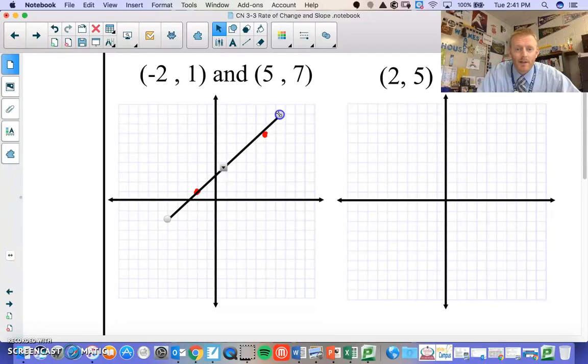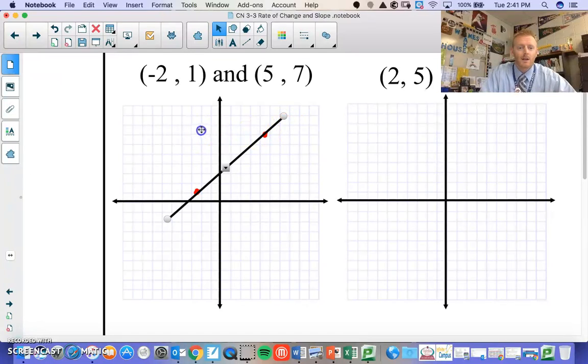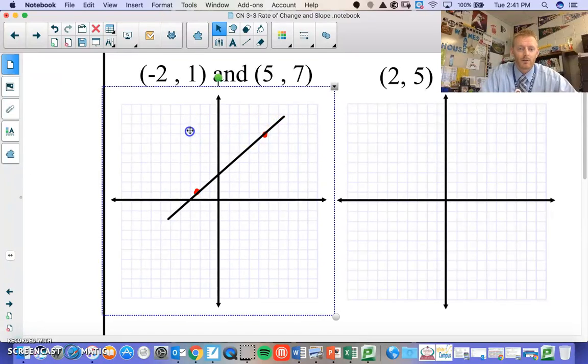And my job is again to count. Uh-oh, what did I just do? Don't tell anybody else our little secret. There we go. I need to move it back though. Okay.